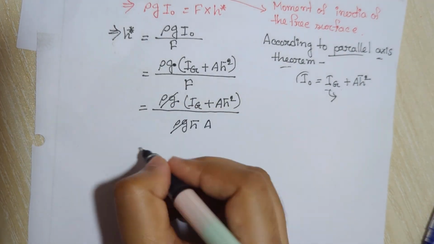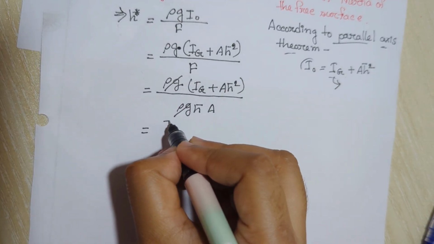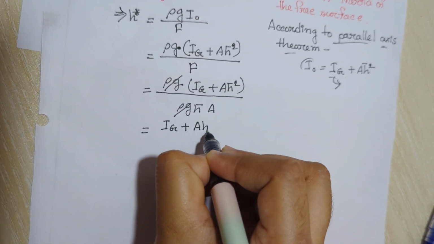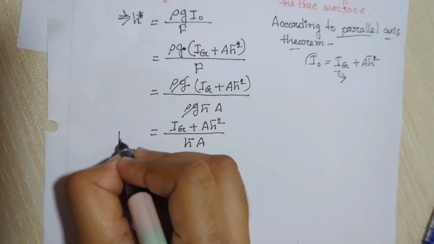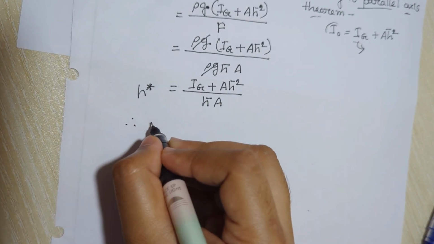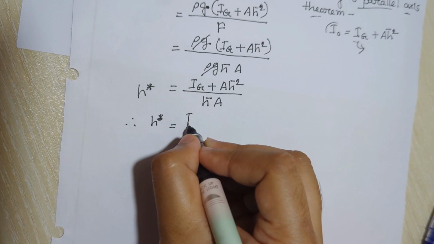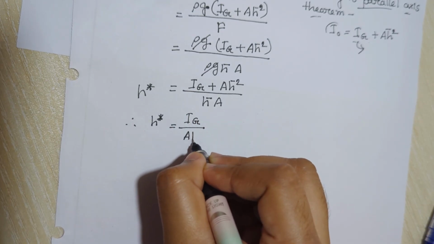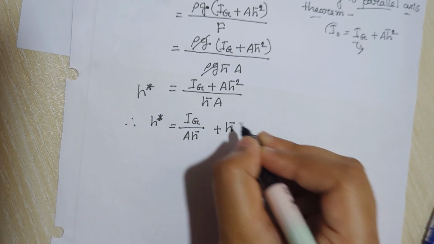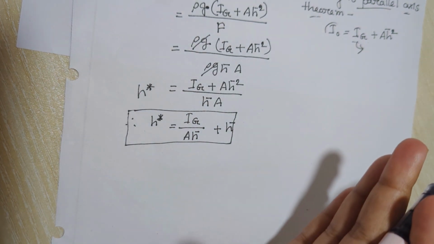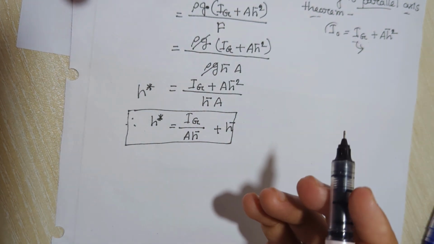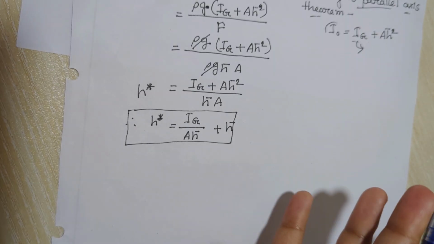Here rho g will be cancelled out and remains this term, which is Ig plus A h bar square divided by h bar into A. This is h star, and if we simplify this term, this will be h star equals Ig divided by A h bar plus h bar. This is our required formula for finding the distance between the free surface and the center of pressure, where all the hydrostatic force will work.